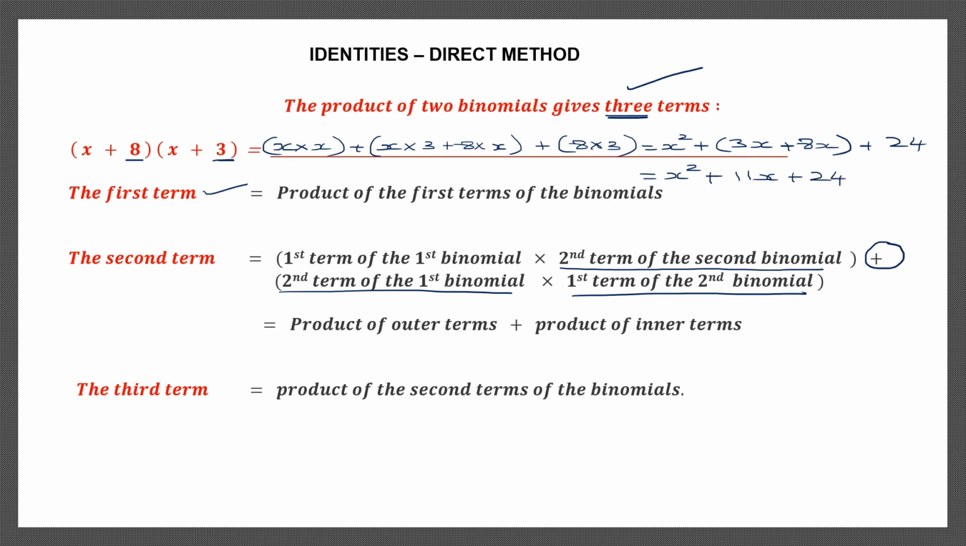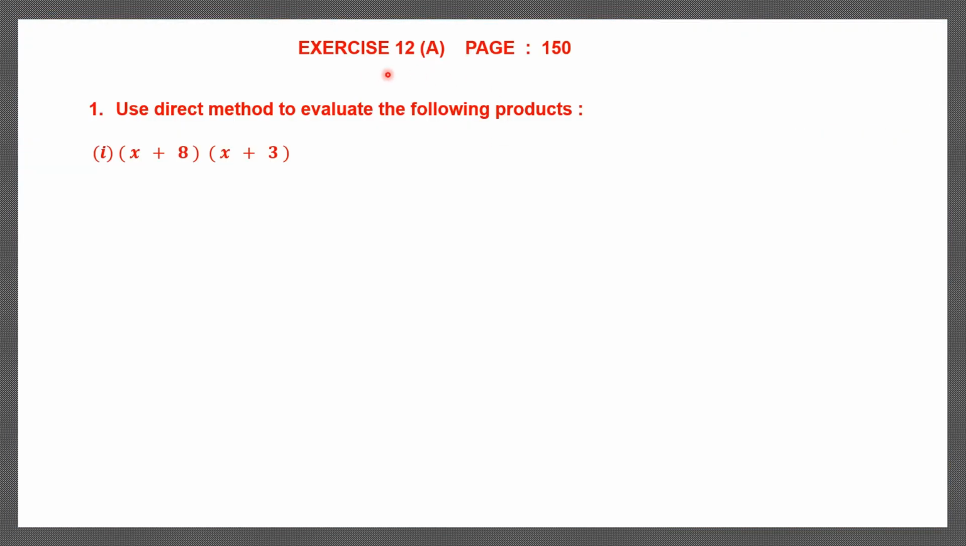So instead of going the long way and doing it, you can finish it in the shorter way, and this is known as the direct method where we use this formula. Okay, let's start working out our examples. Exercise 12A is on page number 150. Use the direct method to evaluate the following products.